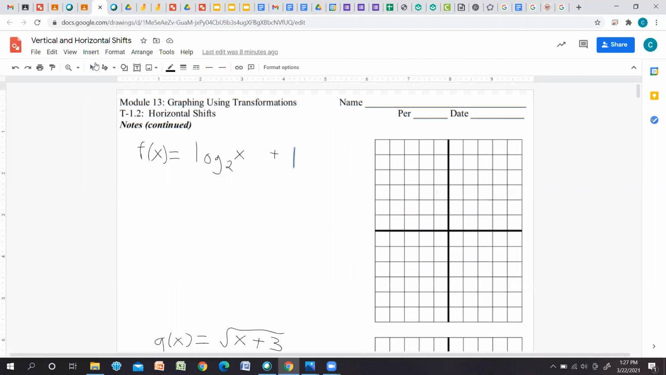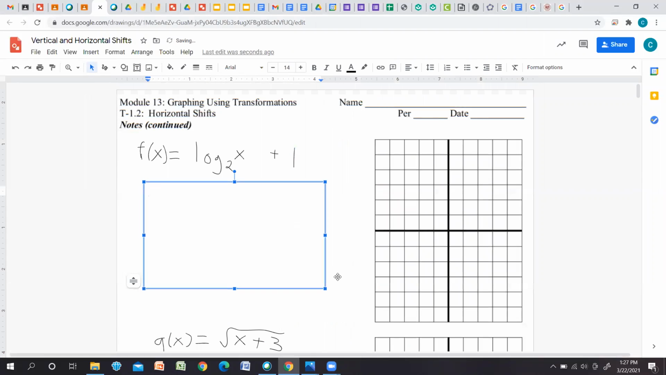First, start with the important points. The point is originally at 1, 0. Since I shifted up 1, I changed the y value to 1. The other point is 2, 1. That's the parent function, so then I shifted up 1 to 2, 2.